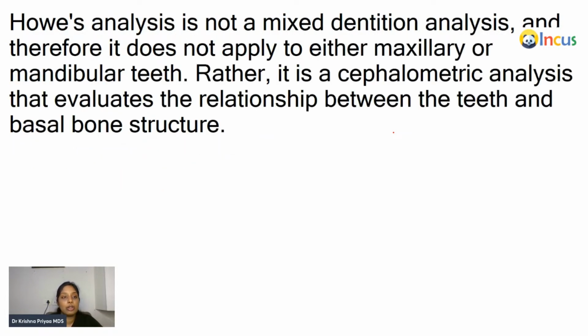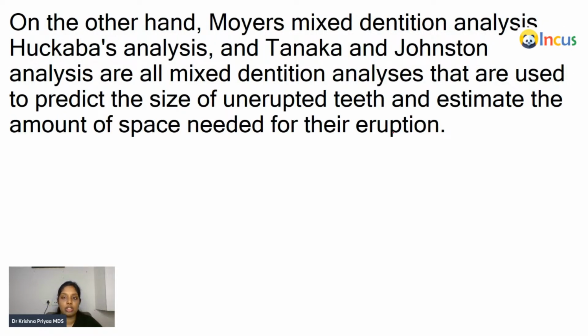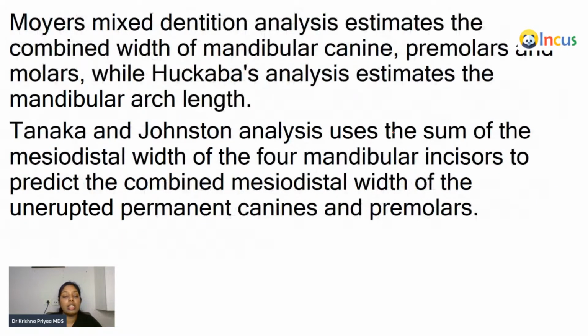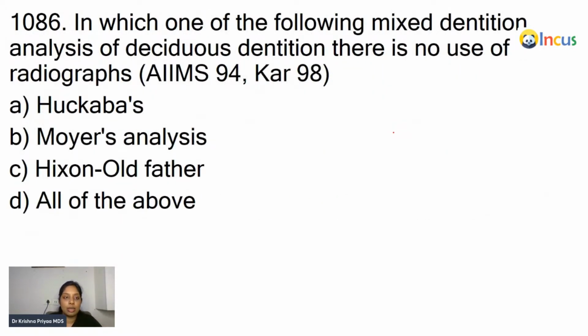So in Howey's analysis we don't use that, because it is not a mixed dentition analysis and therefore it doesn't apply to either a maxillary or mandibular tooth. Rather, it is generally a cephalometric analysis that evaluates the relationship between the teeth and the basal bone structure. But Moyers, Huckaba, and Tanaka Johnson are all mixed dentition analyses that predict the size of unerupted teeth and estimate the amount of space needed for eruption, as I've already mentioned. Since Howey is not a mixed dentition analysis at all, it doesn't apply to the question.